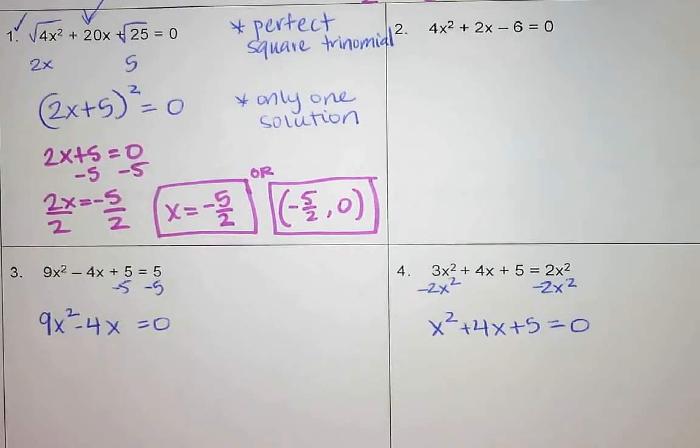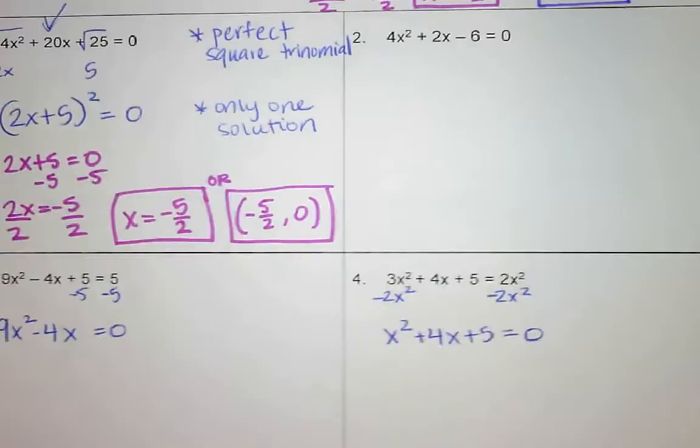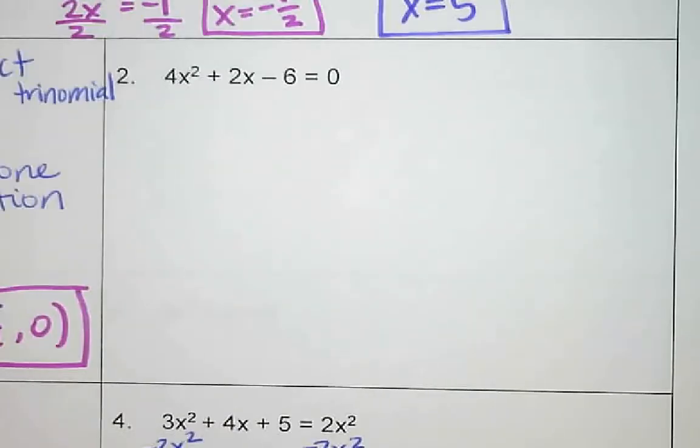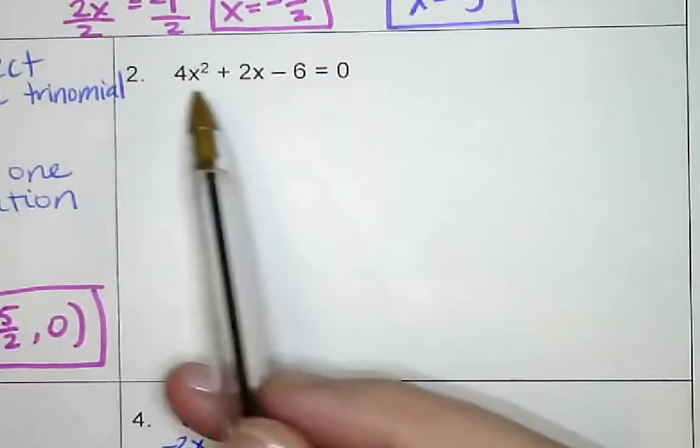All right, so guys, we're going to do number 2 here real quick. First of all, you have to recognize you want to pull out that GCF, right? That 2. So we are left with 2 times x squared plus x minus 3. Okay, so this is what we're actually factoring here.